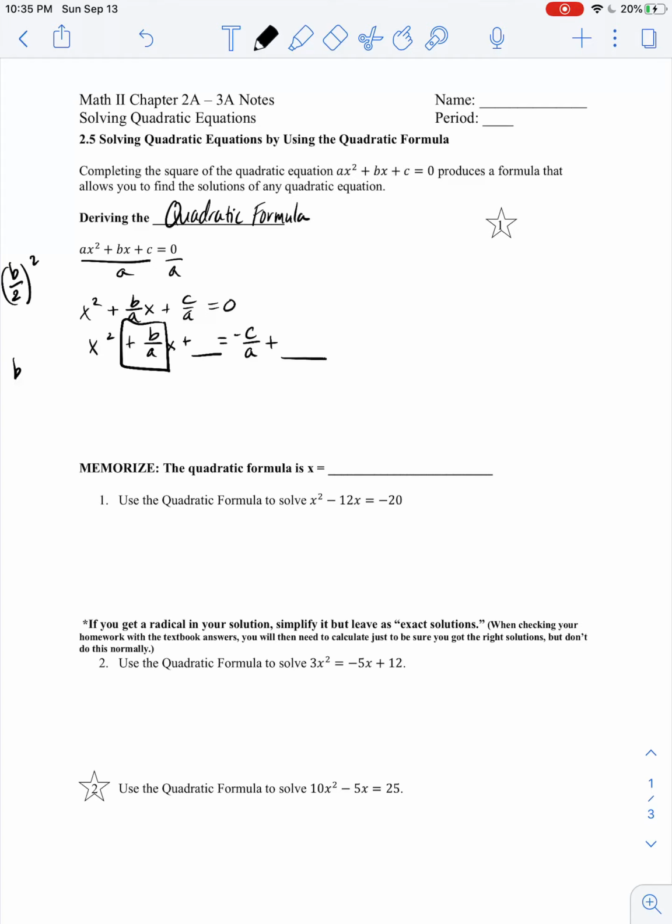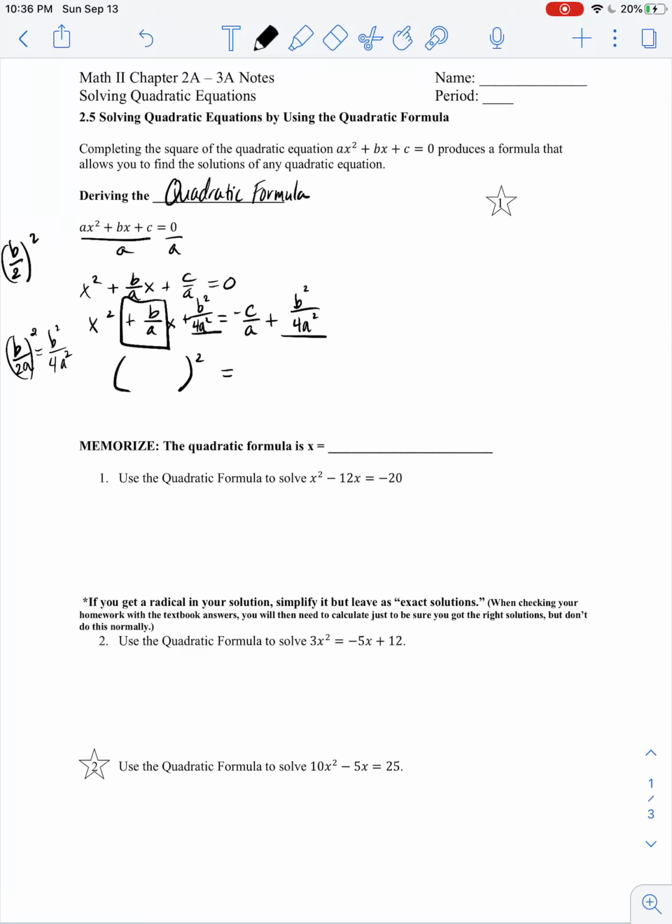I don't know what's going on with my handwriting. b over 2a squared, which is b squared over 4a squared. Okay, so it's pretty gross looking, but it's not too bad. We're actually over halfway through it at this point. So that's b squared over 4a squared, b squared over 4a squared.